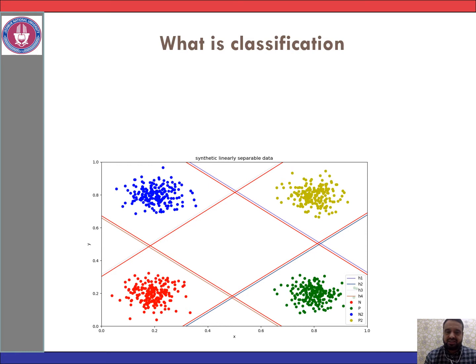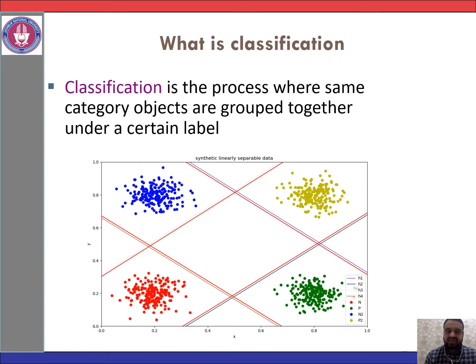So what is classification? Classification is basically the process where same category objects are grouped together under certain label. So what we do, first we assign label to the data and then combine the objects which belong to its respective category or label. So suppose here is the example.